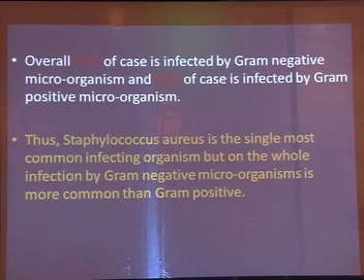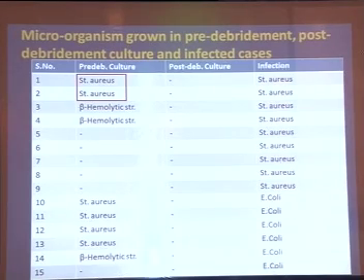So overall, 57% of cases were infected by gram-negative microorganisms and 43% by gram-positive microorganisms. Thus, Staph aureus is the single most common infecting organism, but on the whole, infection by gram-negative microorganisms is more common than gram-positive. In 21 cases which got infected, the culture was positive in 13 cases, and on two occasions, Staph aureus was present in the pre-debridement culture which went on to cause the infection, and that was not statistically significant.